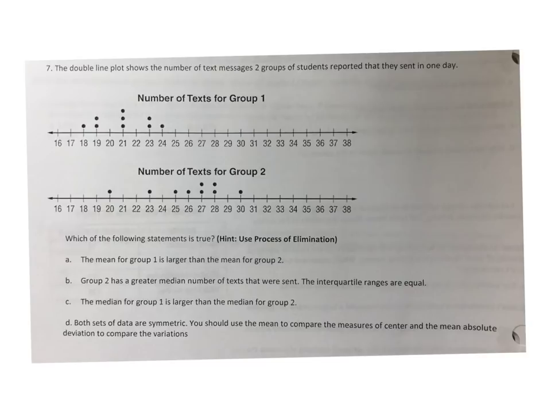Is it A, the mean for group 1 is larger than the mean for group 2? Group 2 has a greater median number of texts that were sent. The interquartile ranges are equal. Is it C, the median for group 1 is larger than the median for group 2? Or is it both sets of data are symmetric? You should use the mean to compare the measures of center and the mean absolute deviation to compare the variations. Which of those 4 choices makes the statement true?